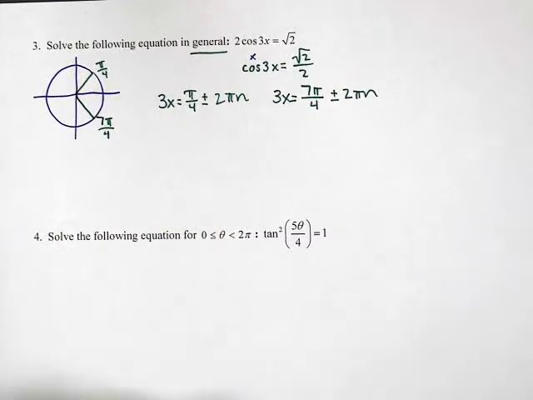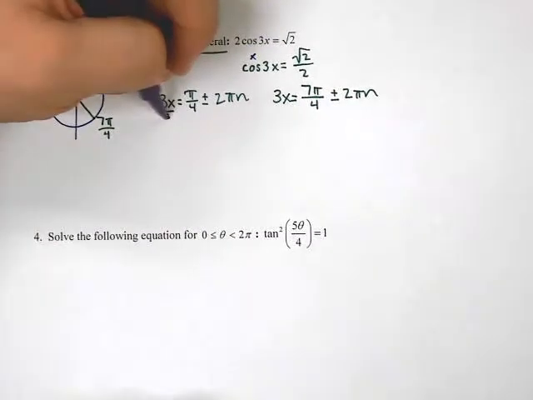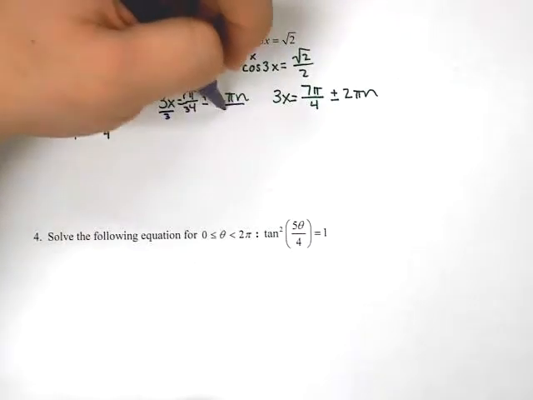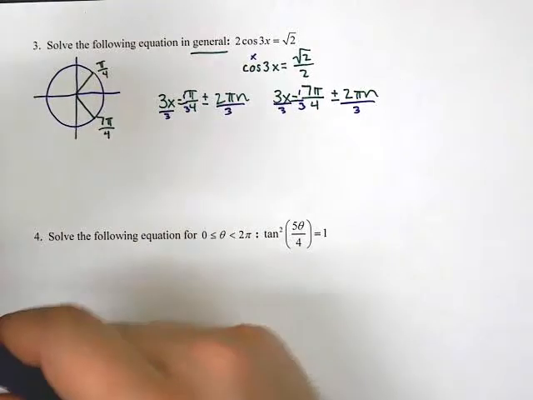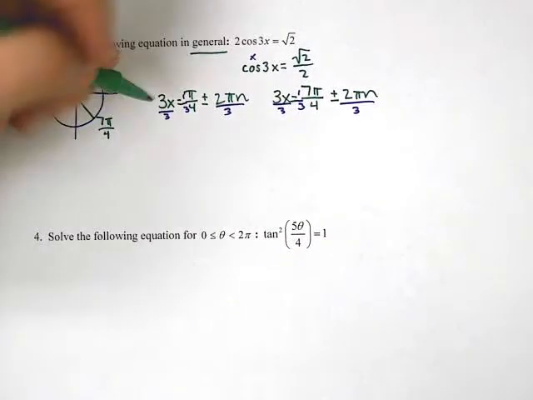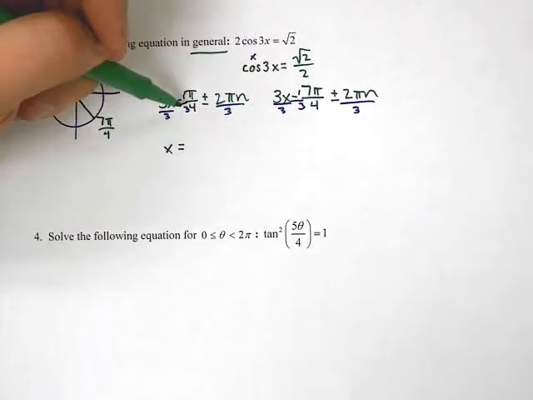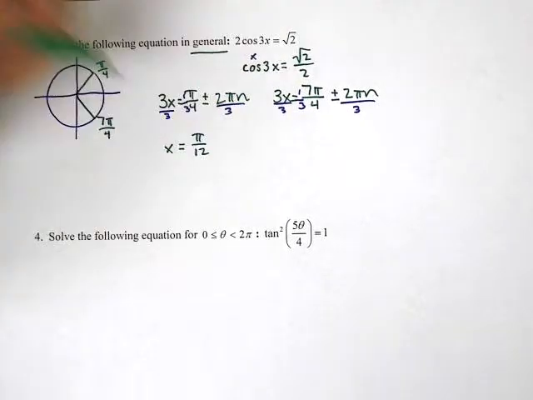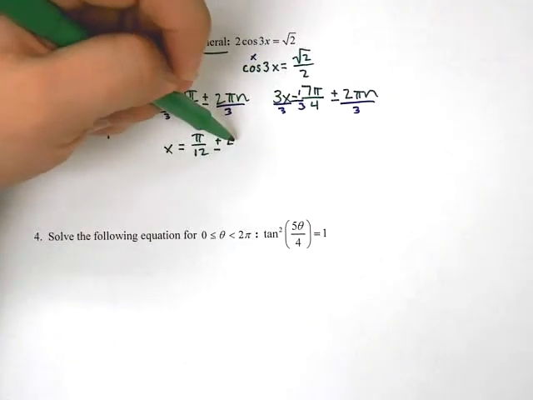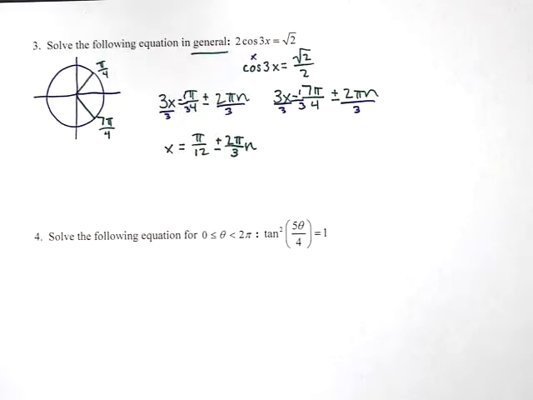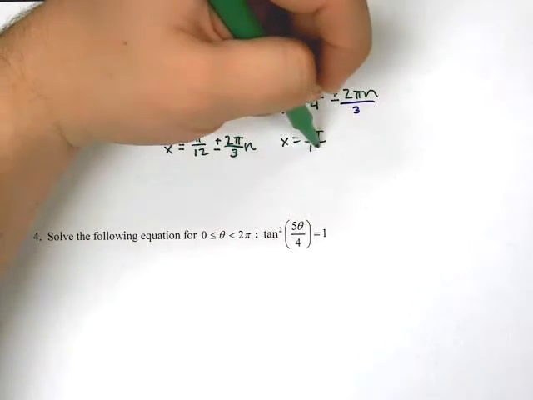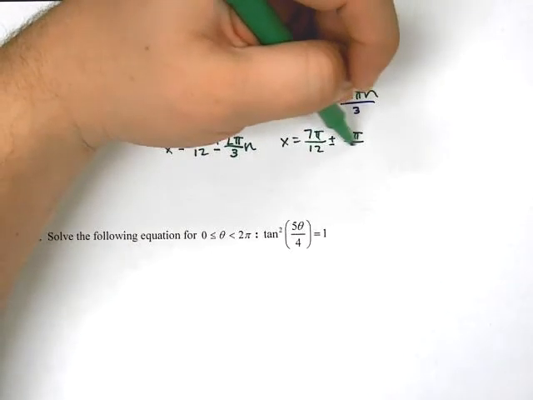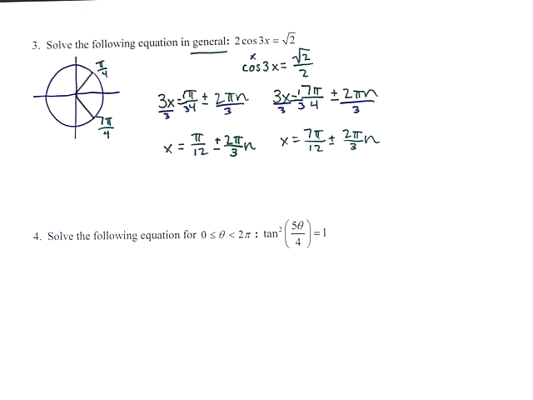So yes, we now need to divide by 3 or multiply by 1/3, whatever's easiest. So 3's need to be in the denominator everywhere. And let's see here. Okay, so we get x equals, well, this is just pi over 12 plus or minus 2 pi over 3n. So we do the same thing. x equals 7 pi over 12 plus or minus 2 pi over 3n. And guys, we are done.